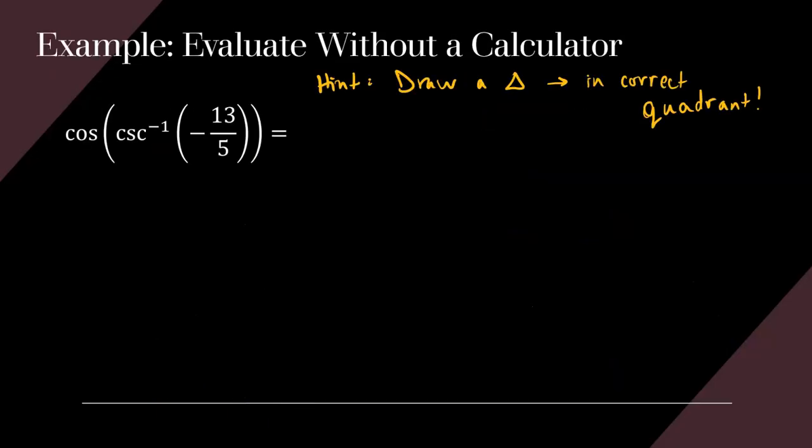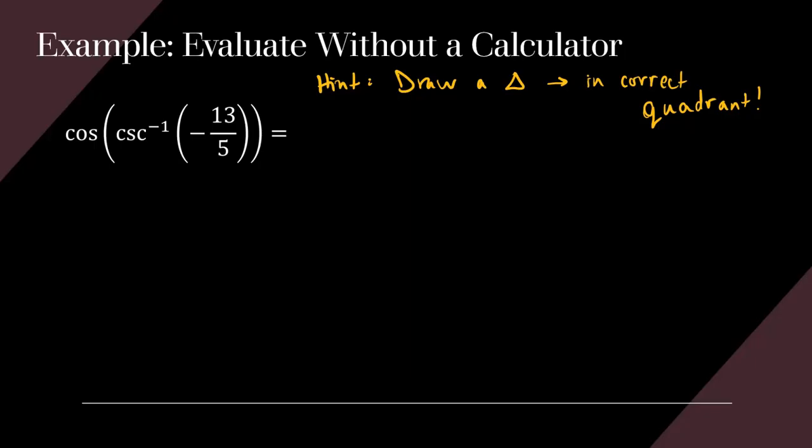All right. Well, what if it's a value that's not on the unit circle? So in these problems, what we're going to do is we're going to be drawing a triangle, but it's really important that we choose the correct quadrant. So how do you figure that out? Well, I'll get you there. Let's see how you do this first one. So the first one, we have the inverse cosecant of negative 13/5.